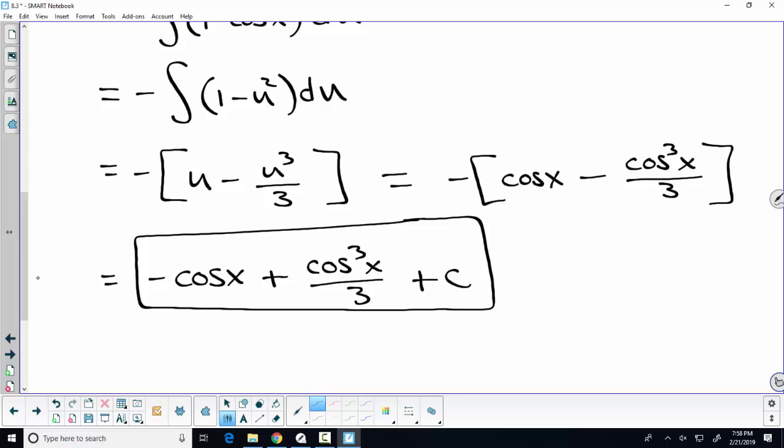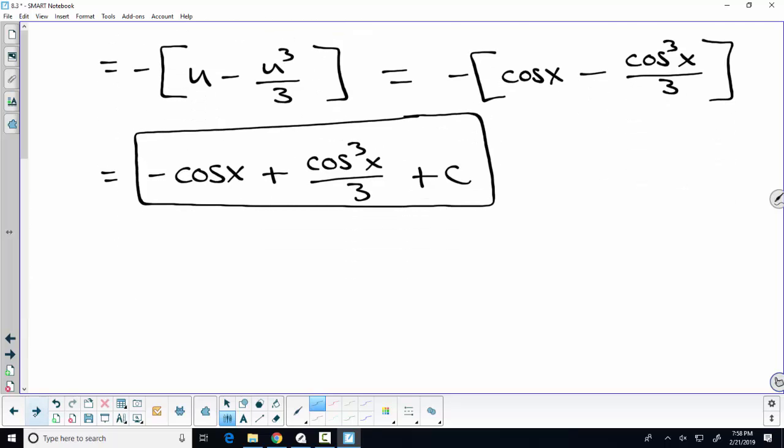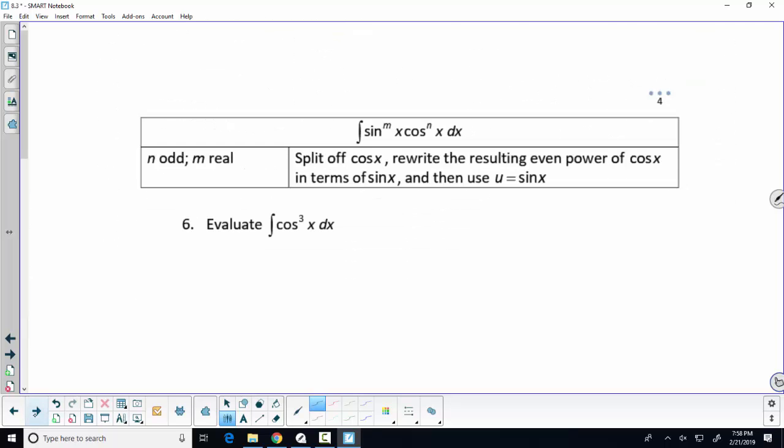In fact, if we have mixed powers of sine and cosine, and cosine's odd, it's the same process. You split off a cosine, let u equal sine, and then turn everything in terms of u. So notice, very similar process. If cosine's odd and sine's any real number, then we take off one cosine, put it with the dx. That lets us know what our u substitution is going to be, and then all of the remaining powers of cosine get rewritten in terms of sine using that green identity.